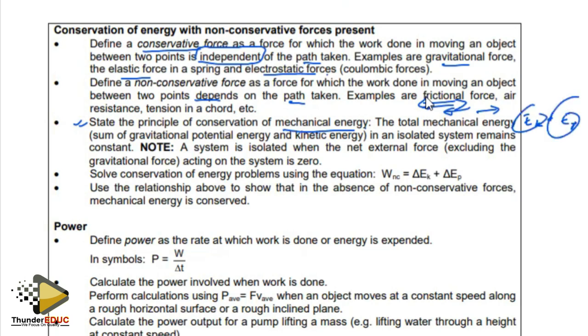This usually applies to an object that is midway, from the point of projection towards the end point. So in between, that's when it has both the EK and the EP. They're telling us to solve conservation of energy problems, we can use this: the change in EK plus the change in EP. And then I use the relationship above to show that in the absence of non-conservative forces, mechanical energy will always be conserved.